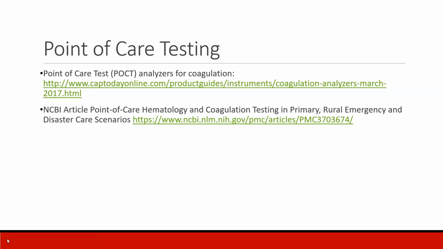Here's two reference sites. One is a website about point-of-care analyzers, and you can see they're not just for coagulation, but many different areas. And then there's an article on point-of-care testing for hematology and coag that you may find interesting.